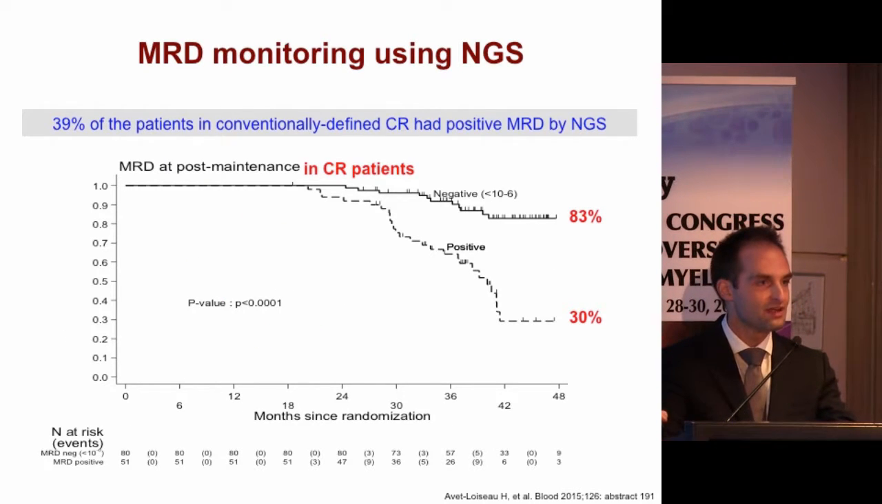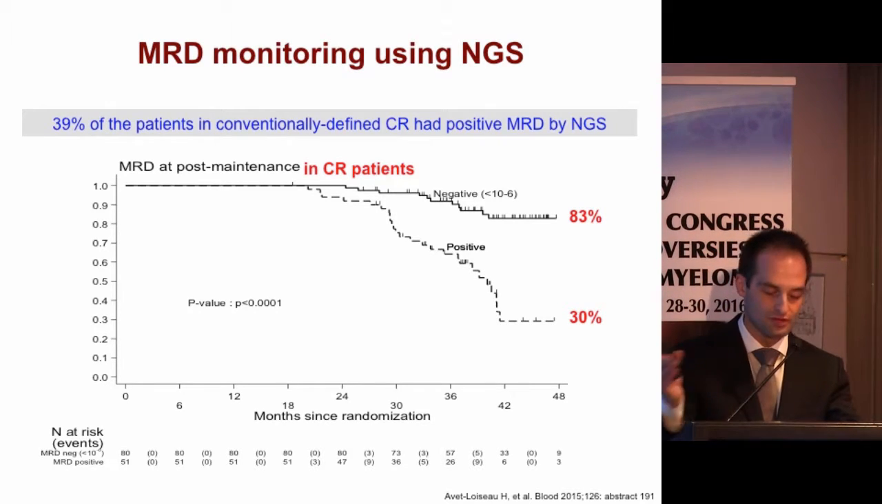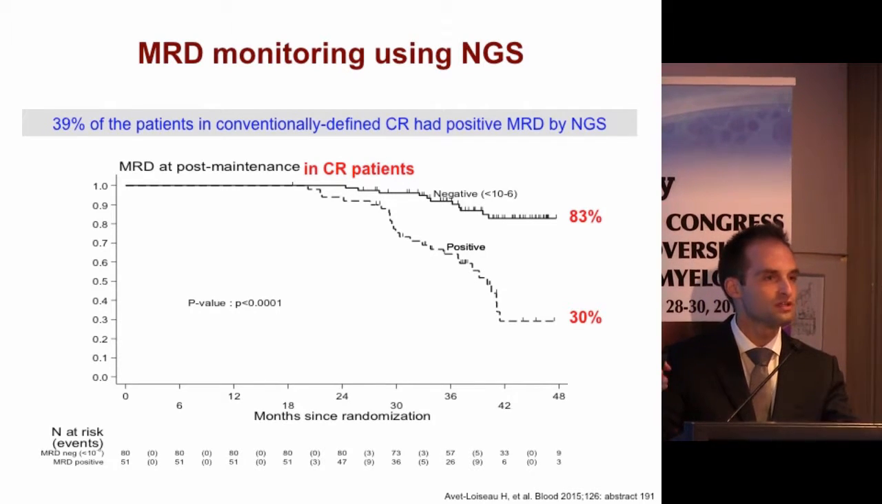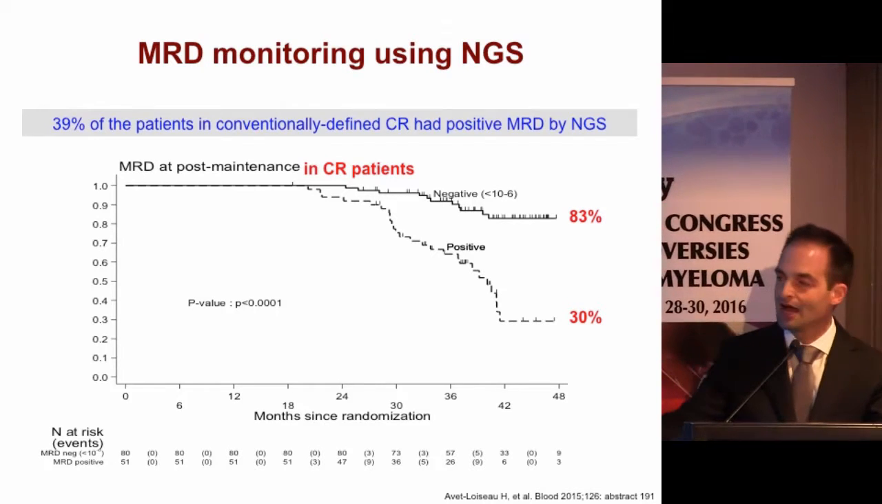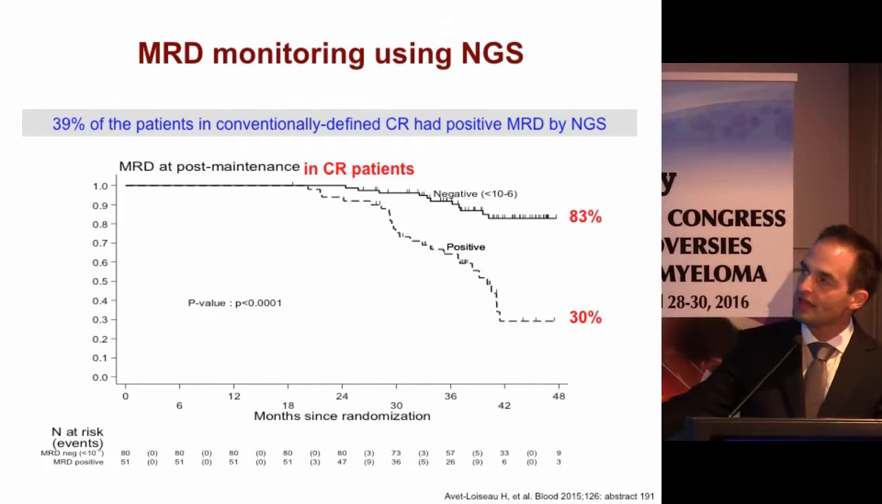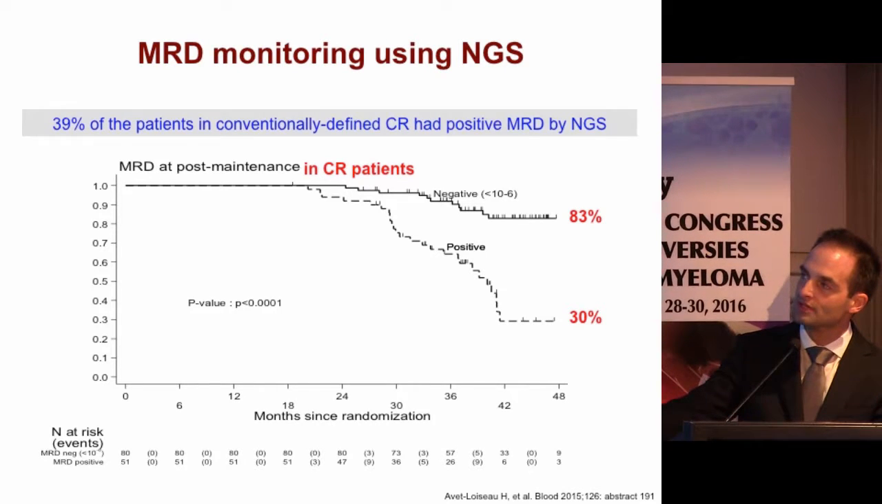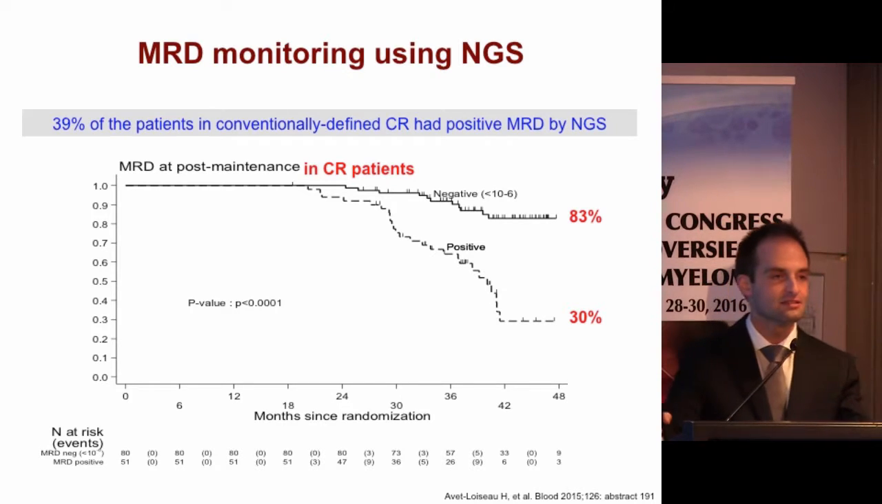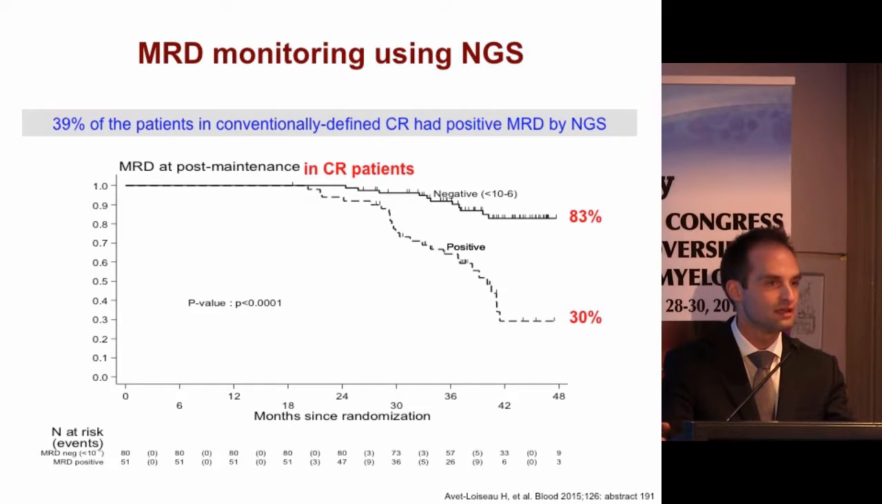Importantly, these findings have been reproduced very recently in the last ASH meeting by the IFM. Dr. Avet-Loiseau has shown that after transplant and then consolidation and then maintenance, still around 40% of patients in CR remain MRD positive by NGS, and again their outcome is completely different as compared to the outcome of patients with an MRD negativity. And all of these are in CR. This is a new definition of CR.